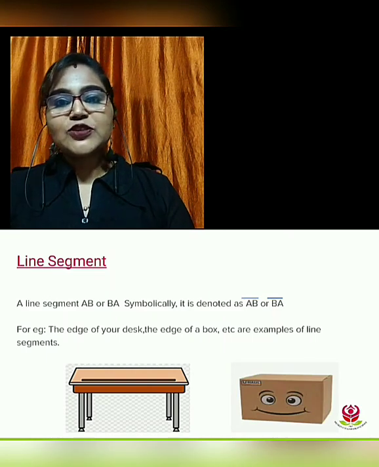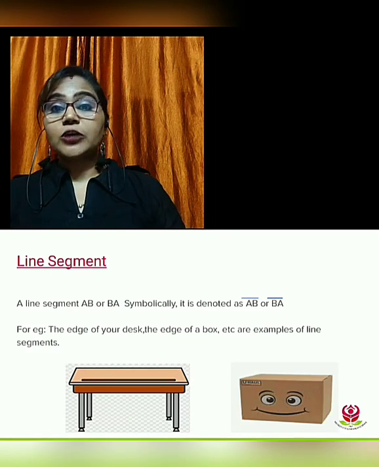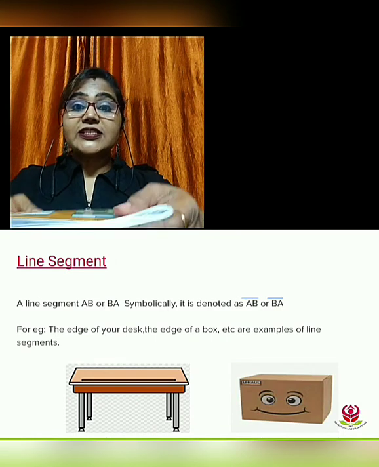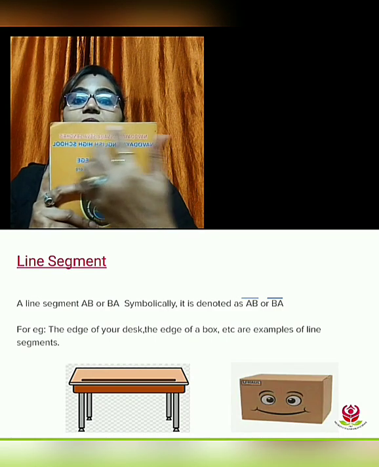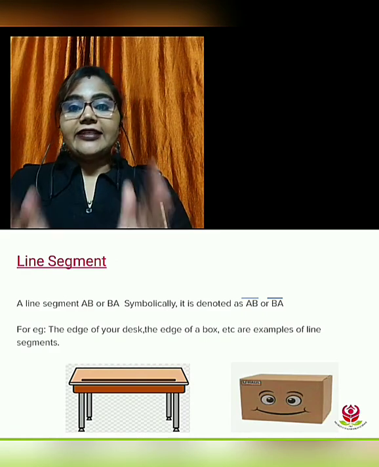And what are the examples of line segment? The edge of your desk, the edge of your compass box, etc. And when we talk about your book also, so this is the book and the edge of the book, this is also a line segment. It has a fixed length.